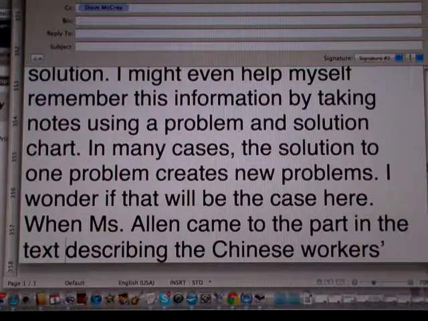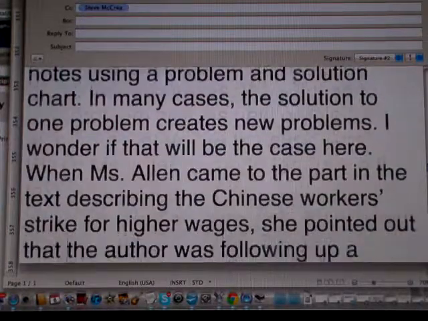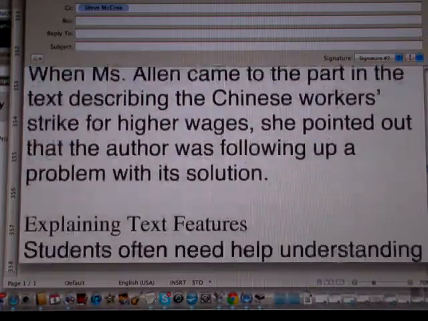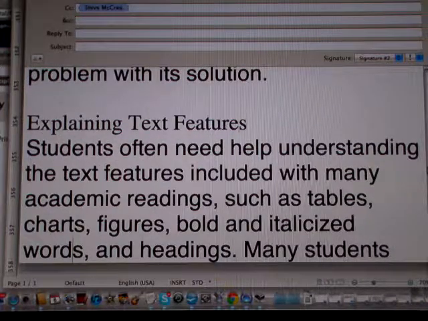I might even help myself remember this information by taking notes using a problem and solution chart. In many cases, the solution to one problem creates new problems. I wonder if that will be the case here." When the teacher came to the part of the text describing the Chinese workers' strike for higher wages, she pointed out that the author was following up the problem with its solution.